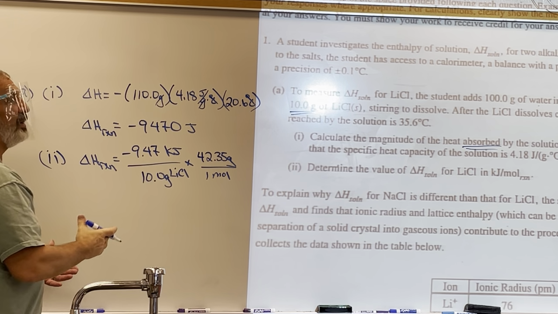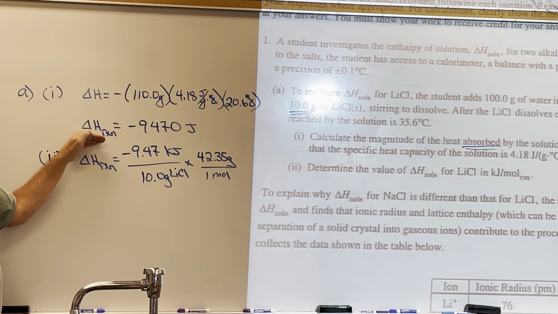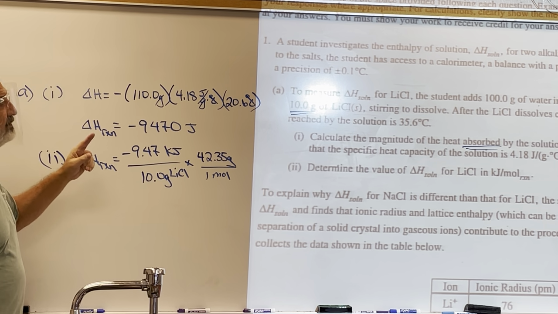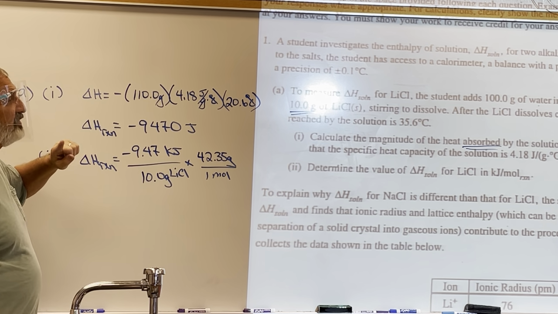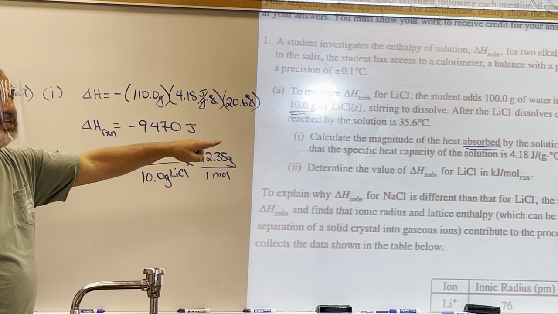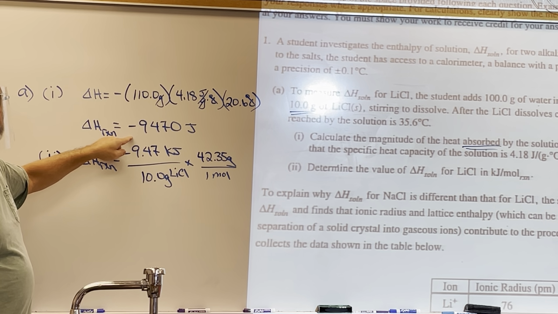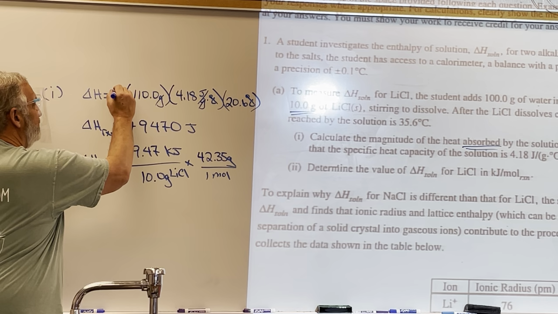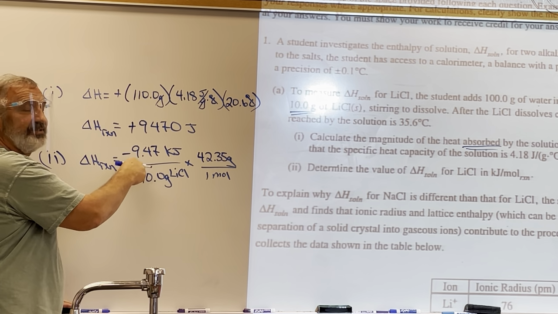So it's the exact same problem. This is like the third or fourth one we've done like this, where you calculate delta H first. But I made a comment about it. The question says, how much is the heat absorbed? What's the sign going to be for the heat absorbed? Positive. This is going to be positive. But then when we go to delta H, the heat of the reaction is going to be the negative.